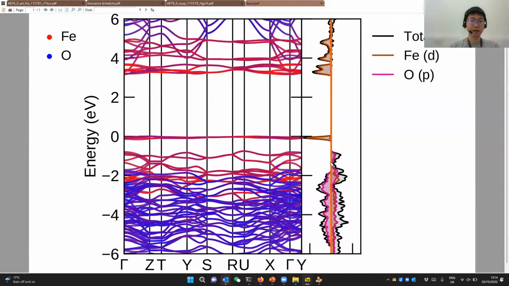So this is a band structure plot, basically showing how the eigenvalues change by going through the different paths. Yeah, so these are the examples.